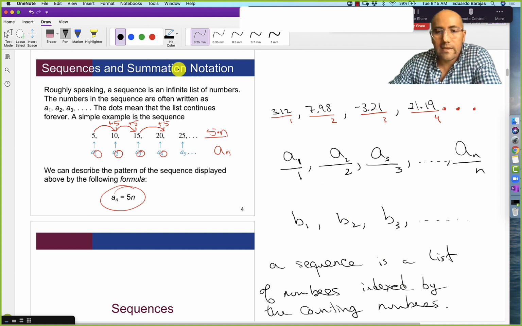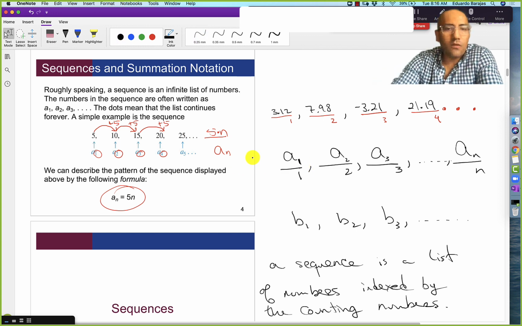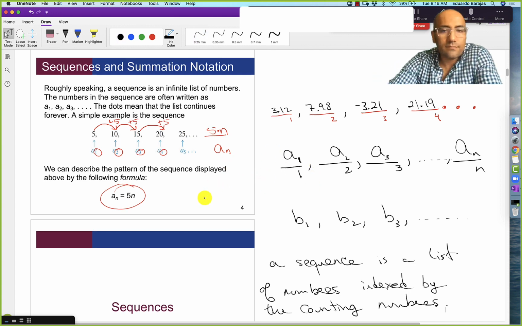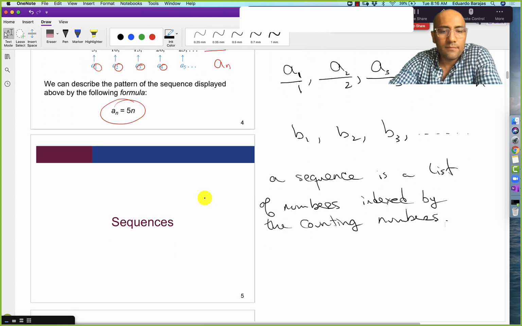Right? And by indexed, we mean this, that the counting numbers, we can identify them in a particular order. The first one on the list, the second one on the list, third one on the list, the fourth one on the list, and that just goes on forever. Good. Any questions at all on what a sequence is? No? No.